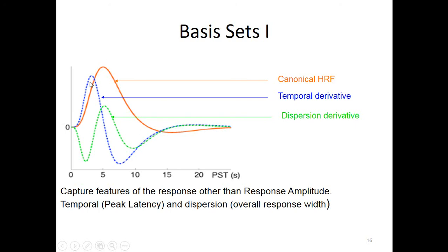Okay, so what you'll get is a beta for the canonical and a beta for the temporal derivative. A positive beta for the temporal derivative means the peak is reached slightly earlier, but a negative one means it's reached slightly later.